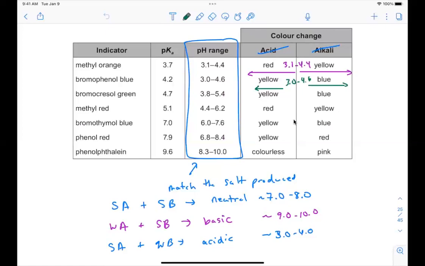Now we use phenolphthalein. Okay, let me ask you this. This is kind of a thought question. Phenolphthalein changes at 8.3, not at 7. So what might be one reason that we use phenolphthalein instead of bromothymol blue or phenol red, even though those change more closely to 7? Christoph.